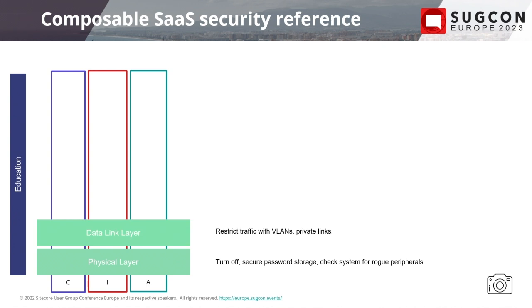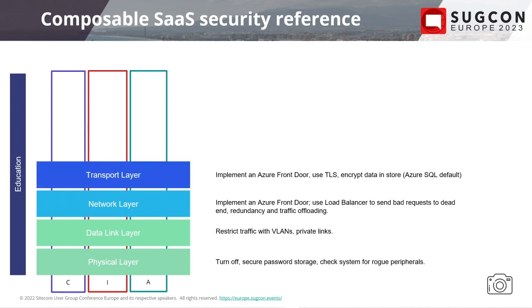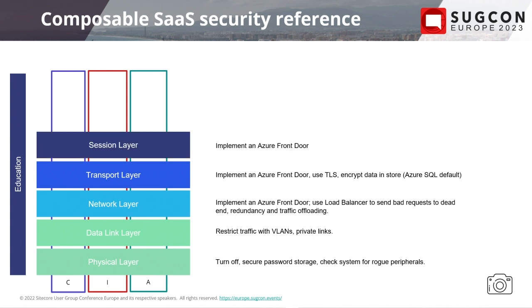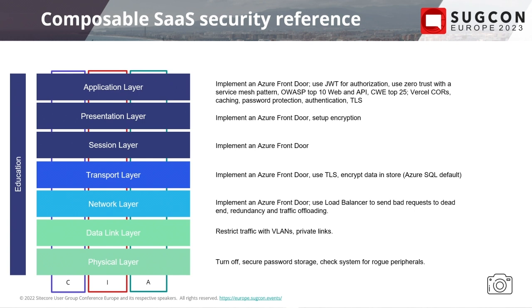Data link layer, restrict traffic from within VLANs, use private links. Network layer, Front Door. In fact, for everything from layer 3 and up, Front Door can help protect in some shape or form. Implement Azure Front Door to protect the transport layer as well with TLS, encryption, make sure data is encrypted in transit and in store. Session layer, implement Azure Front Door, rate limiting here. Implement Azure Front Door to protect the presentation layer. Encryption, and application layer, there's just a whole lot of things that we can do that we've already talked about.